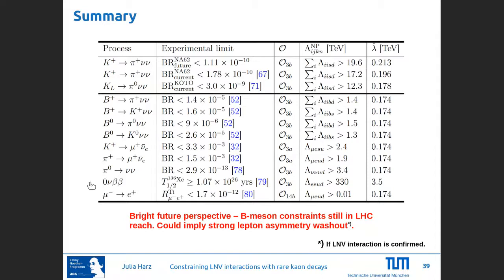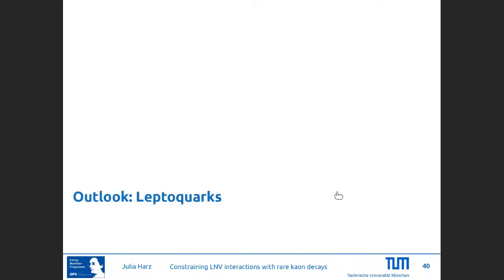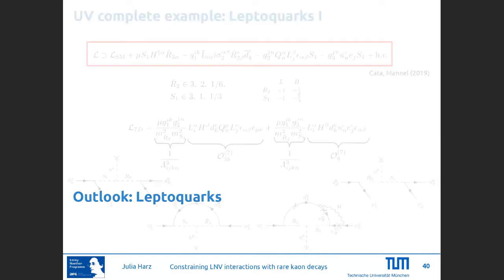And okay, here in contrast to neutrinoless double beta decay, of course, we are much lower for the other scales than with neutrinoless double beta decay. But again, you see here we are limited to a specific flavor structure. Okay, so in the last, I guess, 2 minutes, I want to make a quick outlook to leptoquarks.